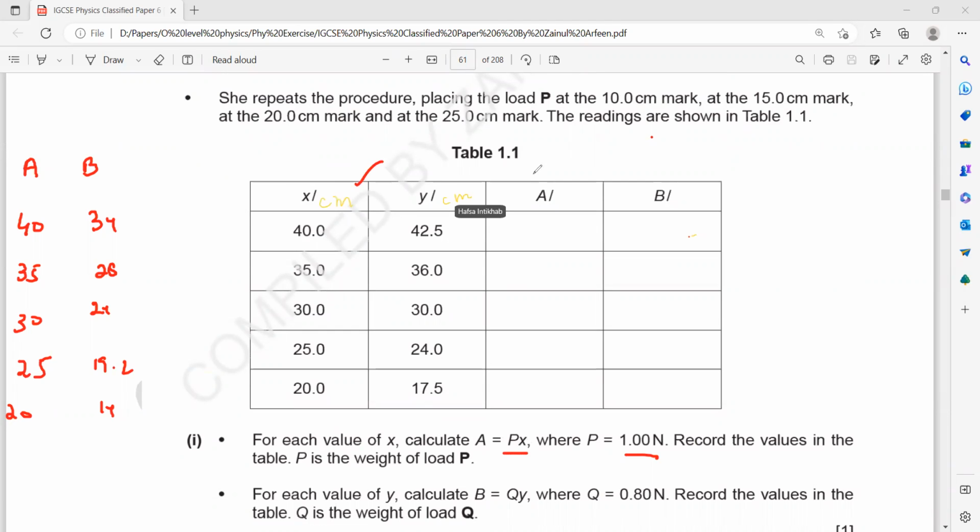And what about the unit of A? Look, A is equal to P into X, where P is in Newton and X is in centimeter. So what is the column heading here? It will be Newton centimeter. And same thing, B is equal to Q into Y. So Q is in Newton and Y is in centimeter, so it is Newton centimeter. So when they ask for column headings, you have to write the units. X and Y are measurements of length, and on a meter rule they are shown in centimeter, where A equals load into X and B equals load into Y. That's why it is Newton centimeter.